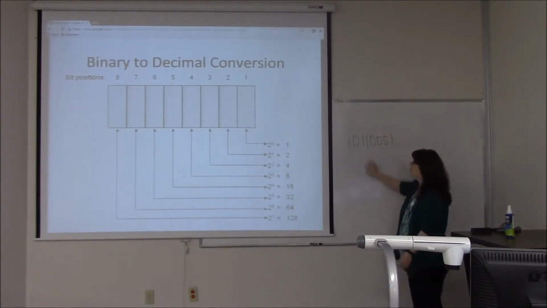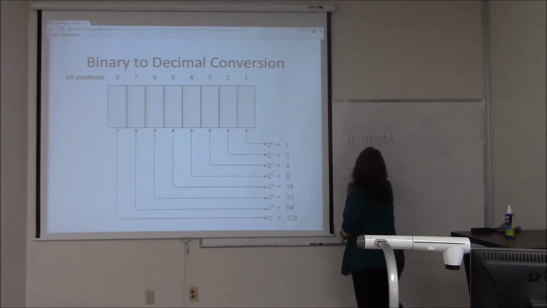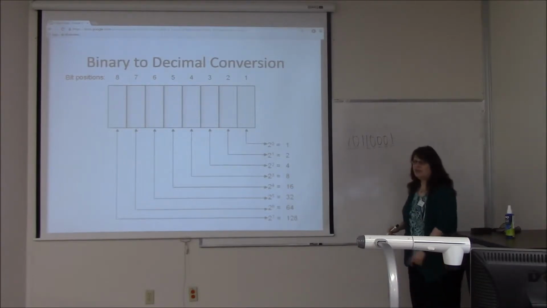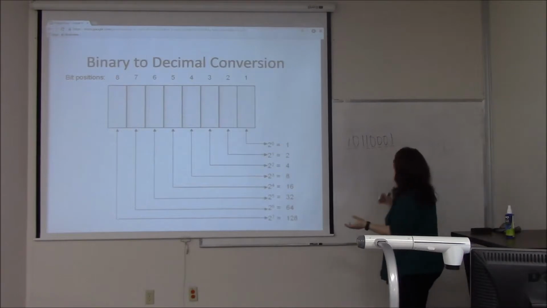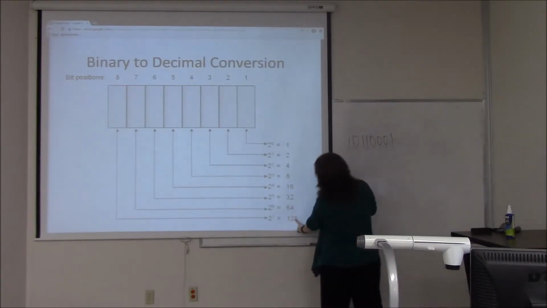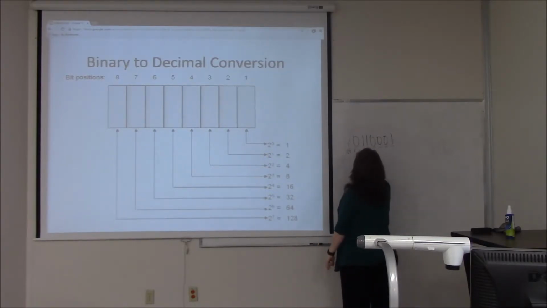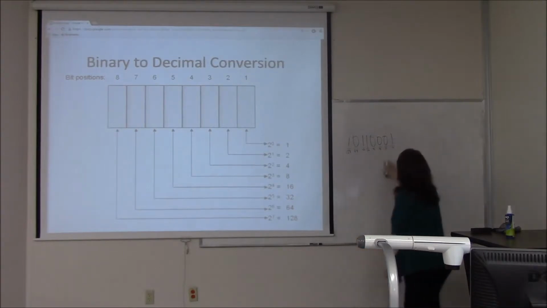So if I want to convert this to decimal, what I care about is what place is turned on and what place is turned off. A 1 is on, a 0 is off, right? That's the only way computers talk. So I normally start at 128, and then I halve down: 64, 32, 16, 8, 4, 2, and 1.